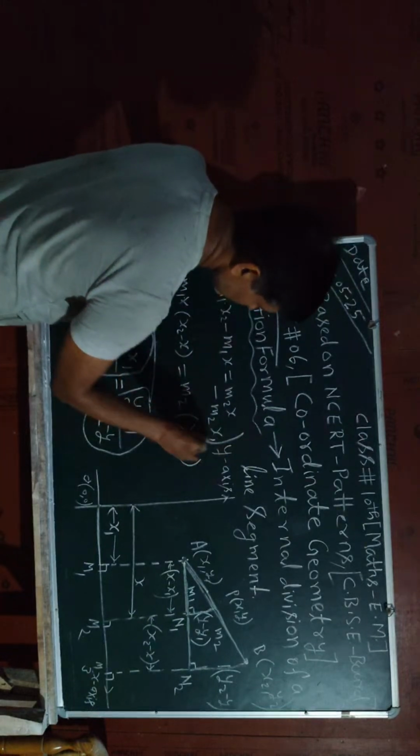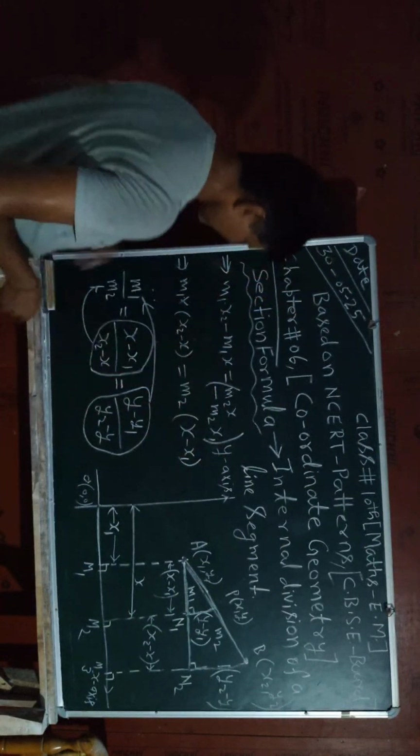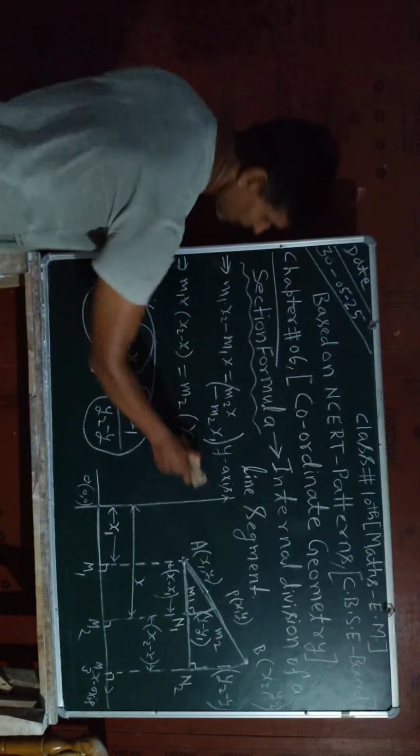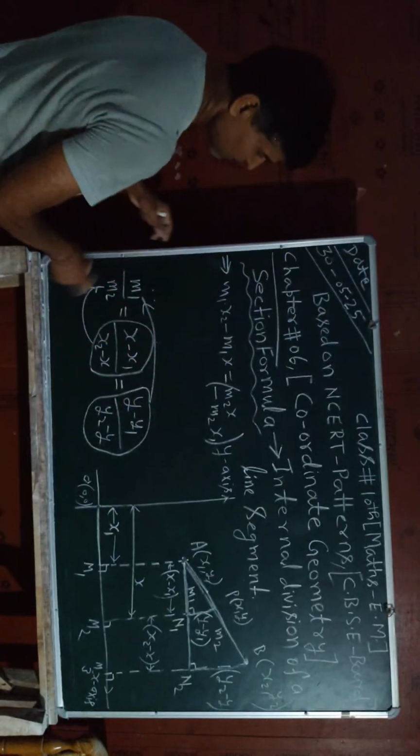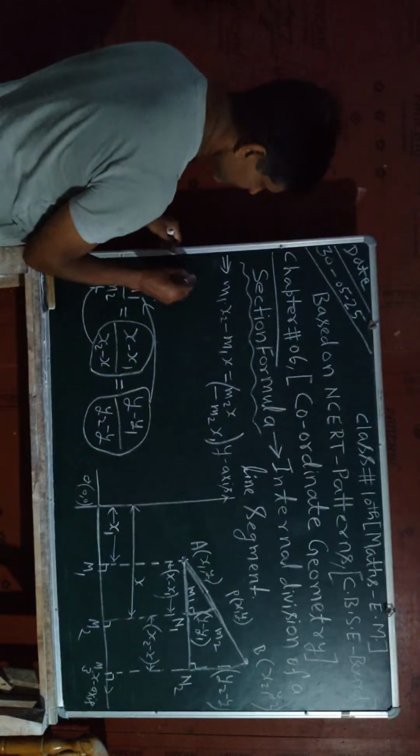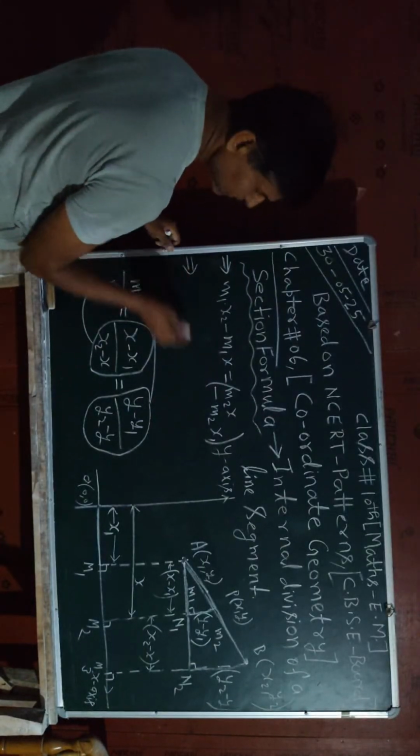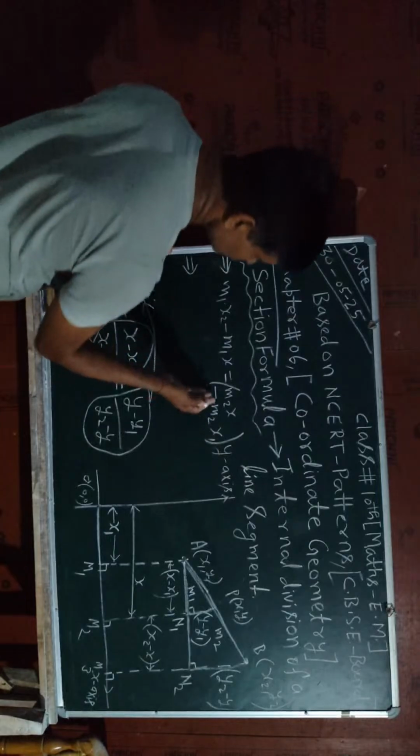So I have multiplied it. After multiplying, I will simplify. I will take the value of x on the left hand side. So here I will put it like this. So this will come to the left hand side.